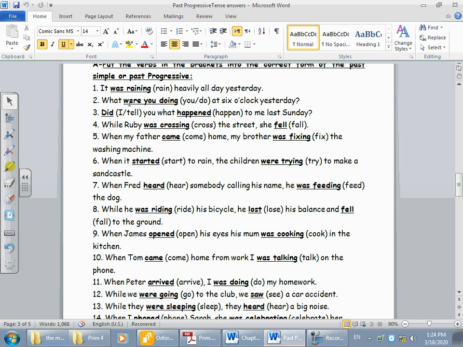Number three, we have here a yes or no question form. Let's read the sentence. I tell, between brackets, you what happened to me last Sunday. Okay, guys, here we don't have a specified time in the past. It's just past simple, last Sunday. So this means that we will put the question in the past simple tense. So the yes or no question in the past simple tense should be: did I tell you what happened last Sunday?